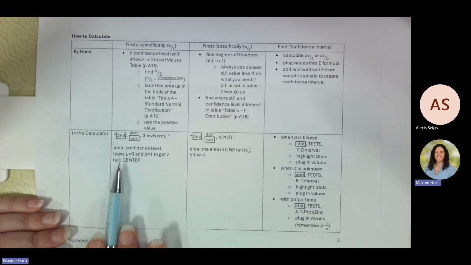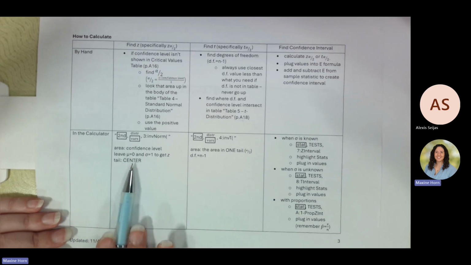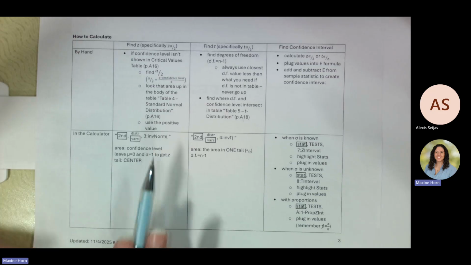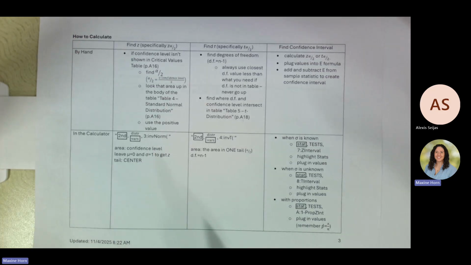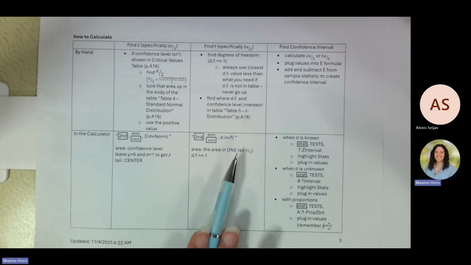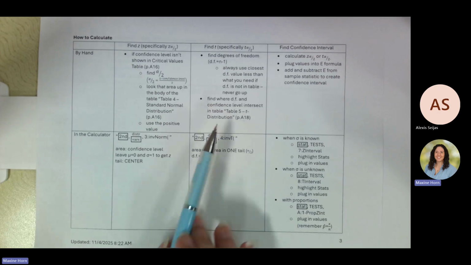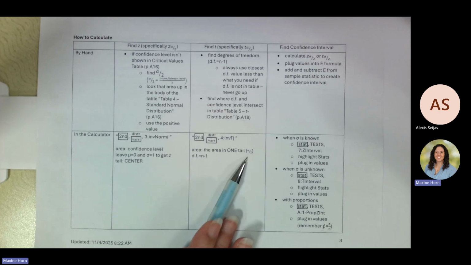Now previously, when we were doing the inverse norm for z-scores, the calculator lets you choose whether it's the area to the left, the area to the right, or the area in the center. For the t-score, it doesn't let you do that. You have to give it the area in just one tail. So you have to find alpha halves. Even if you're using the calculator for a t-score, you have to find alpha halves because that's the area you have to give it.